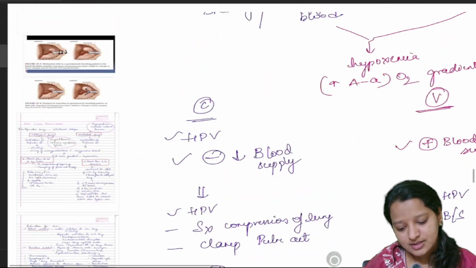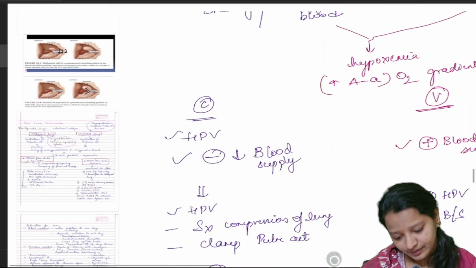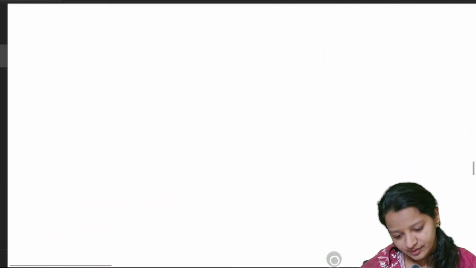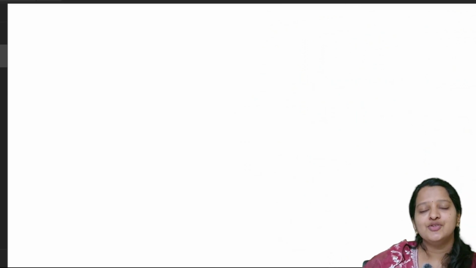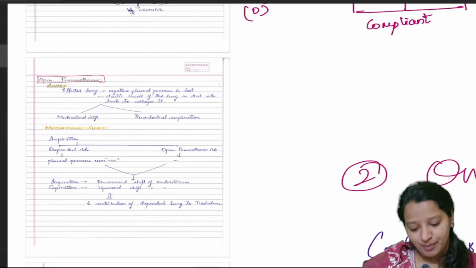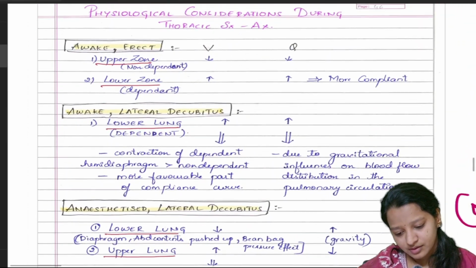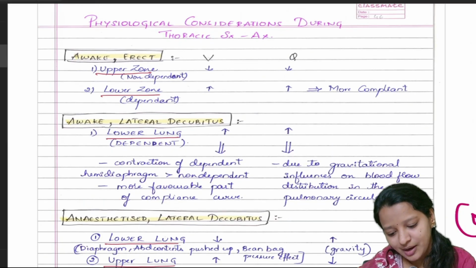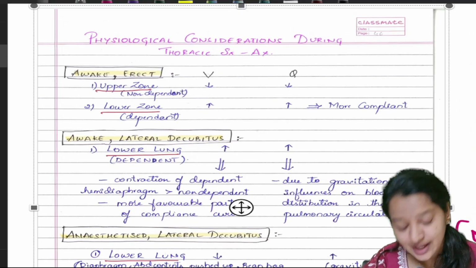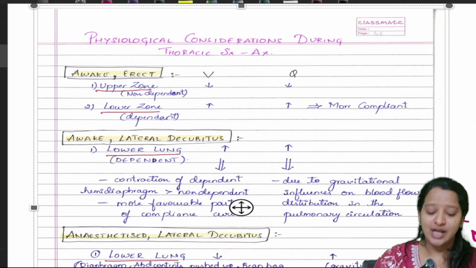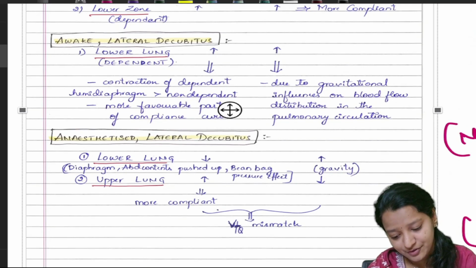Let us see what we have learned till now, so that it would be a quick revision before going to techniques of one lung ventilation and also the intraoperative and postoperative complications. So first we have learned about physiological considerations. In the awake erect patient, what will be the ventilation and perfusion? And in the awake lateral decubitus position, what will be the ventilation and perfusion?